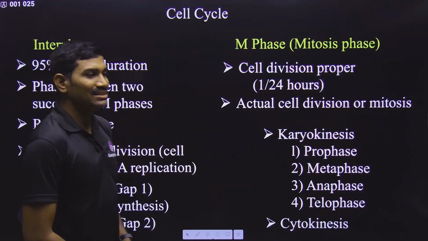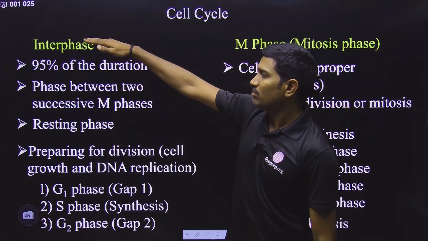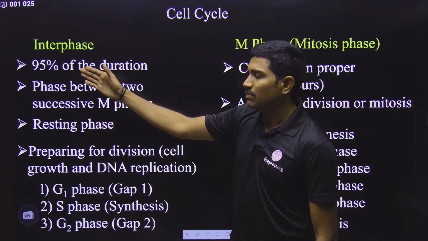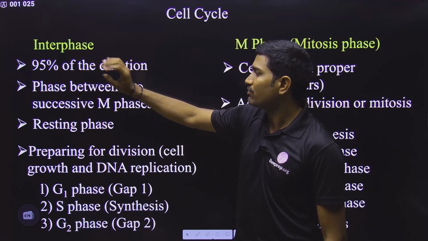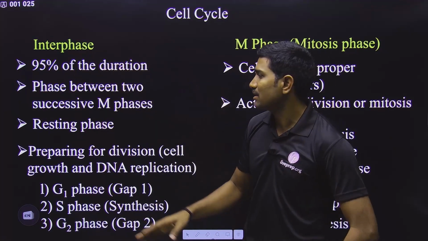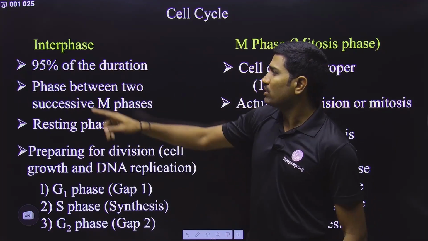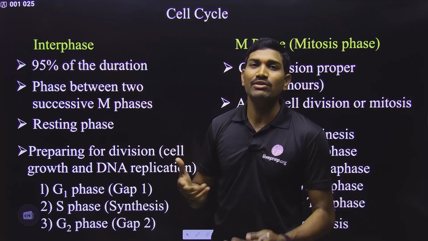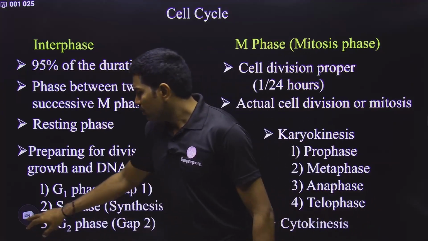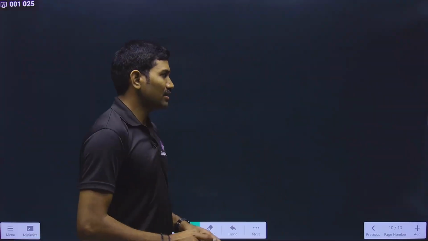Next one is regarding the cell cycle. So here first we are talking about the interphase. Interphase is approximately 95% of the duration of the overall cell cycle, and it is the phase between two successive M phases. What is the meaning of inter? Inter means between. Between what? Between two M phases. Now this is also one concept.